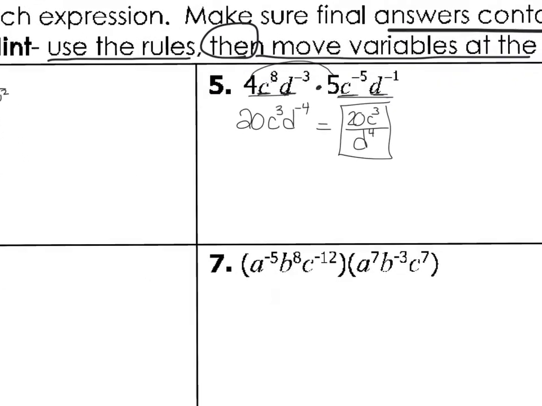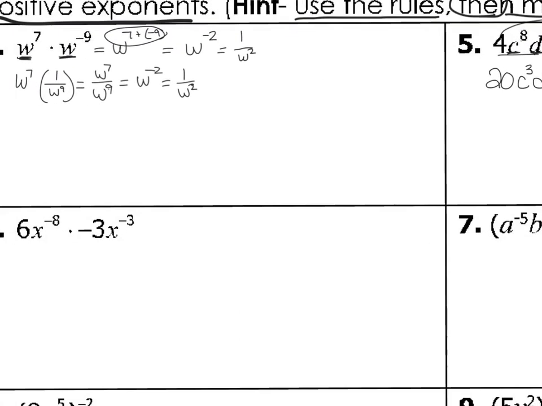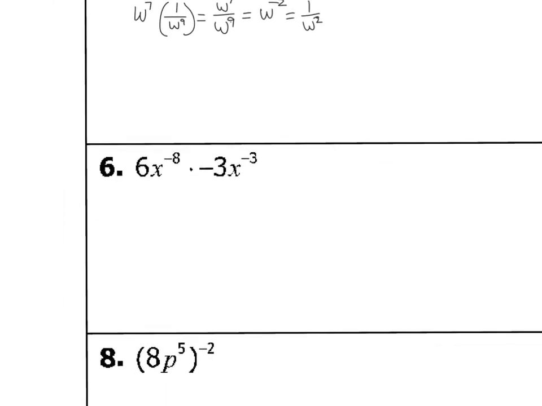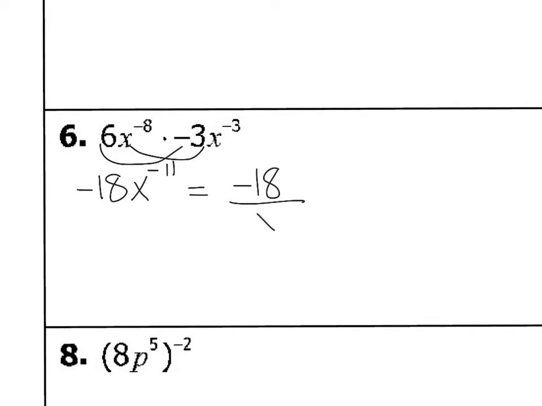All right, let's see. I'm going to do the even one here. 6 times -3 is -18. x to the -8 times x to the -3. Add your exponents, you get -11. So -18 is good. It doesn't have a negative exponent. A negative exponent makes it flip, not a negative integer. So this would be x to the 11 on the bottom.